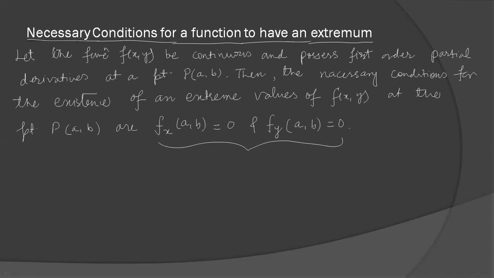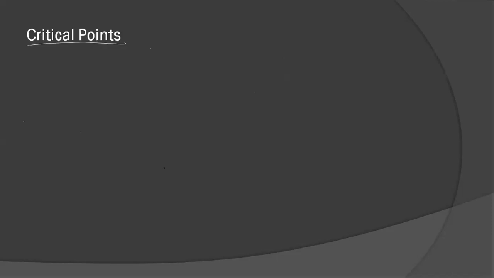If these conditions are not satisfied, a function cannot have maxima and minima. But if the function satisfies these conditions, it will not guarantee that the function has maxima or minima. But if these conditions fail, it is guaranteed that the function does not have maxima or minima. So these are only necessary conditions.